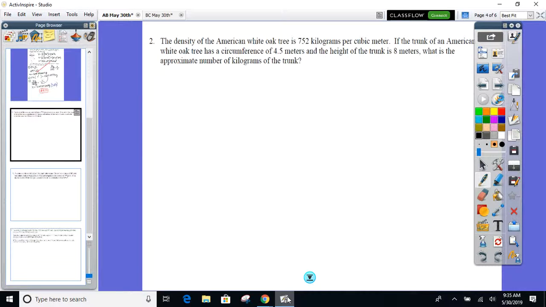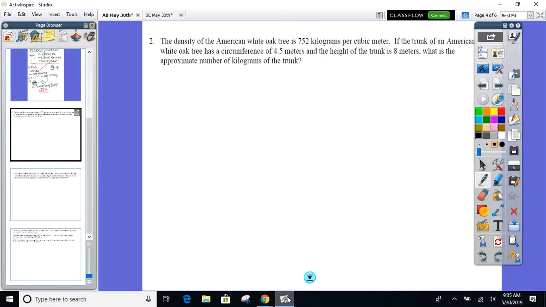Density of a white oak. First of all, it's not going to come up in the problem, so let's just discuss this now. The trunk of a tree. What type of figure are we dealing with? A cylinder. Okay, I didn't need spheres in the house here today. We are dealing with a cylinder here.